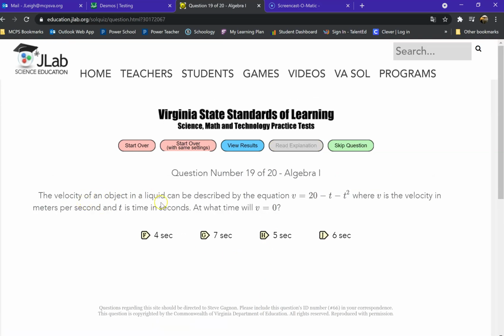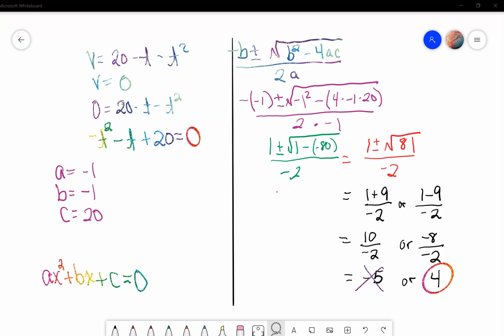The velocity of an object in a liquid can be described by the equation v equals 20 minus t squared, where v is the velocity in meters per second and t is time in seconds. At what time will v equal 0? Alright, so for the sake of time, I've gone ahead and written out this problem. So the equation that they gave us is v equals 20 minus t squared. And we got to figure out what's going on when v equals 0.